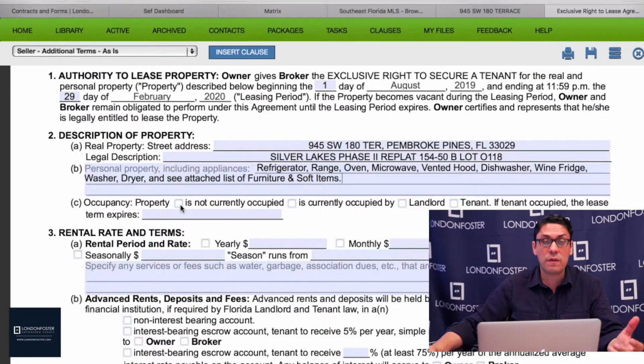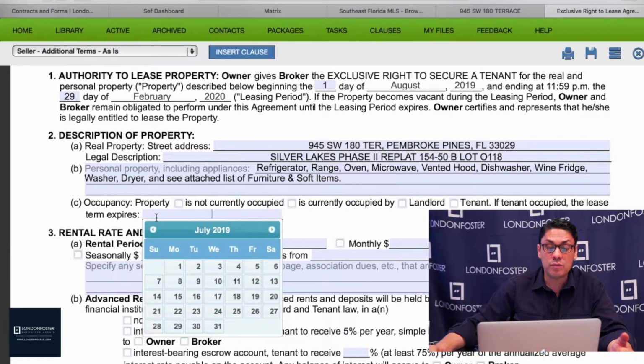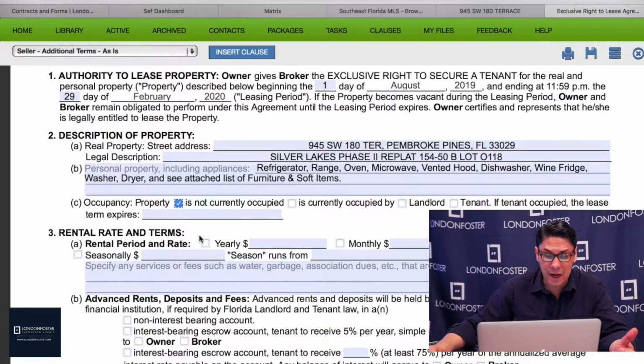Occupancy, you want to make sure that you list in the agreement whether or not the property is occupied. More than likely it is not occupied, but if it is occupied by the landlord, you need to state that. If it's occupied by the tenant, you need to state that. You also need to state when the tenant is moving out. So in other words, if you have a tenant that is moving out at the end of September, even though you have the listing, it's understood that you're going to have to work with that tenant, so that is protected there. In this case, we're going to say that it's not occupied.